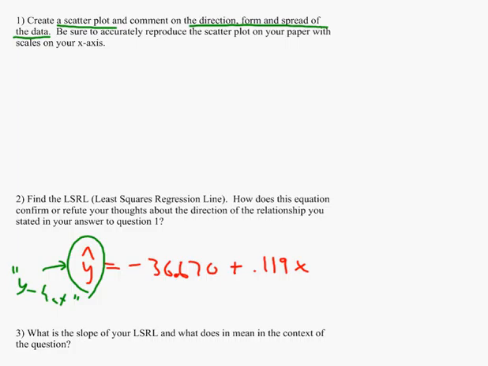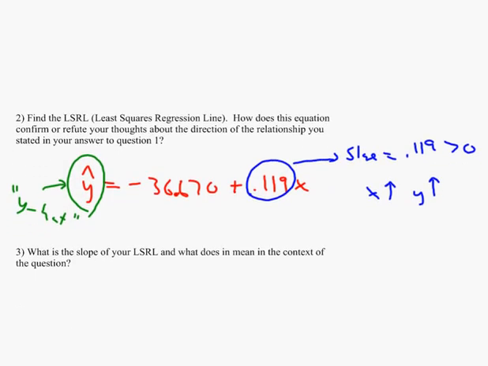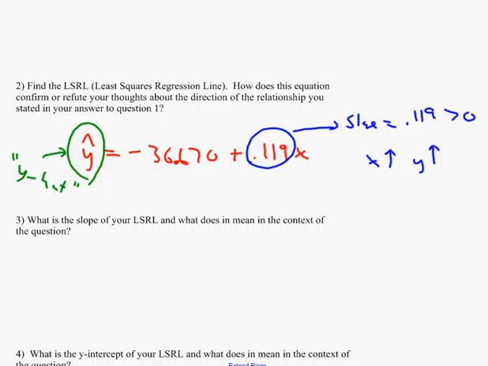We thought this data were positively associated. And sure enough, if you look at the slope here, our slope is equal to 0.119, and that's positive. And if that's positive, that means that as x is going up, y is going up, which is what we suspected from the graph. So this linear regression equation actually confirmed what we thought.